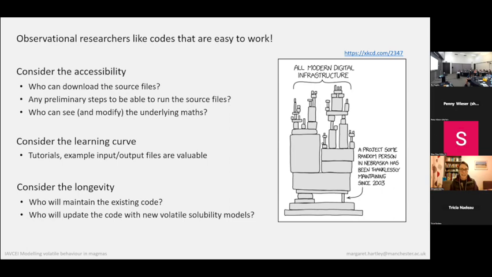I really like this XKCD comic. If you are the person down here, the random person in Nebraska that has been thanklessly maintaining the code since 2003, think about what's going to happen to your model if you should retire, or if you should get a new job and leave this particular sector of academia. It may be that you want to have a team of people maintaining this code so that it can be used by generations of volcanologists and petrologists.